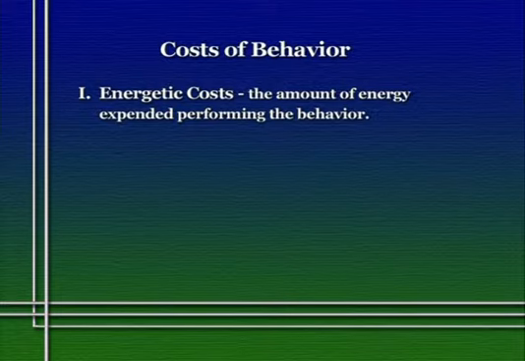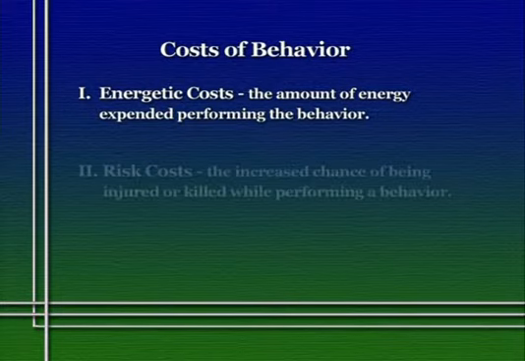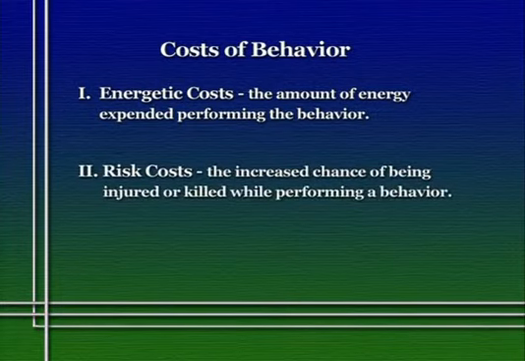There's also a category of costs that we refer to as risk costs. Now, risk costs have to do with the increased chance that an individual involved in some behavior is injured or killed as a result of performing that behavior. Now, this cost is obviously paid in a different currency than what we've seen so far. Essentially, this cost is paid in terms of changing the effective mortality rate of an individual.